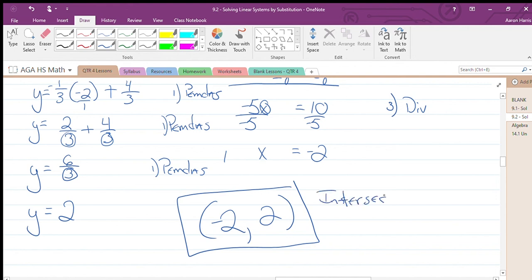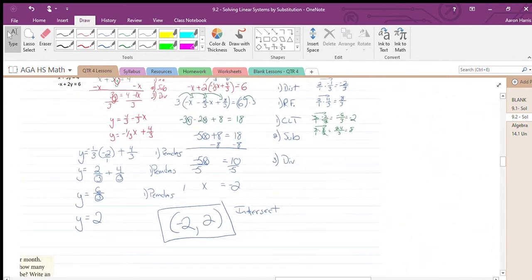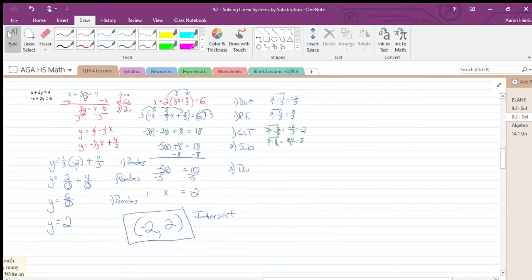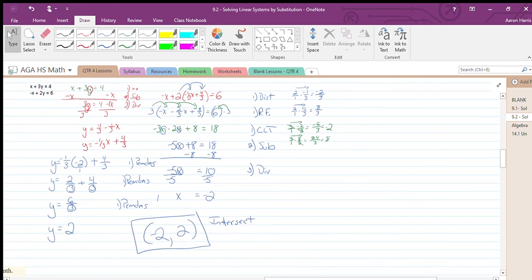So I wanted to make sure you saw one with fractions, just to make sure that you don't panic when we get to fractions. But here is how we did it. We solved for y. After we solved for y, we substituted into the other equation. We solved for x, and we found out what x was. And once we knew what x was, we substituted back in, and then we solved for y. And once we got y is equal to 2, we're able to write a coordinate pair. And that coordinate pair is where both of those equations, if graphed, would intersect.